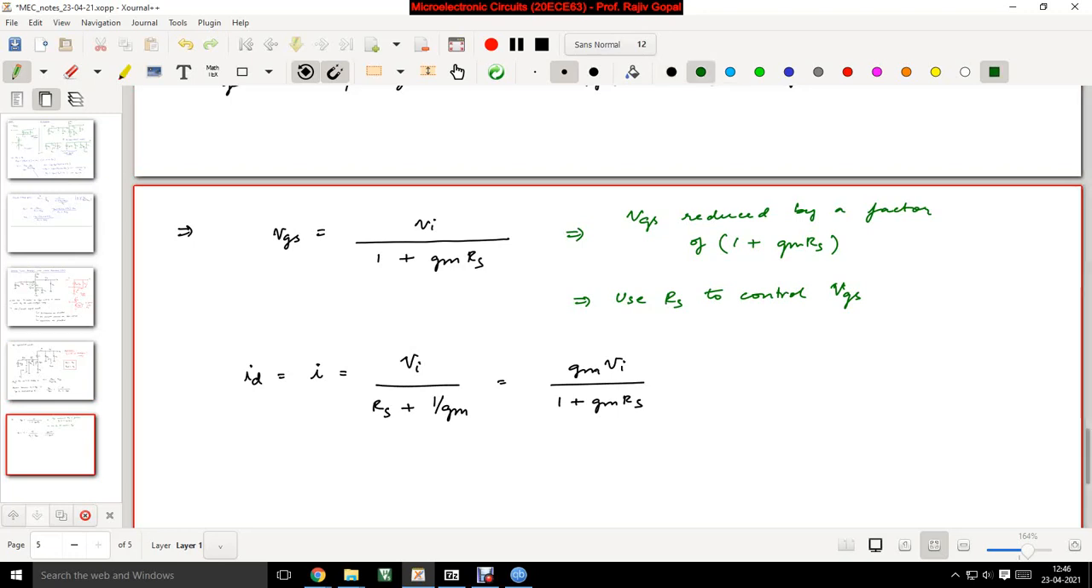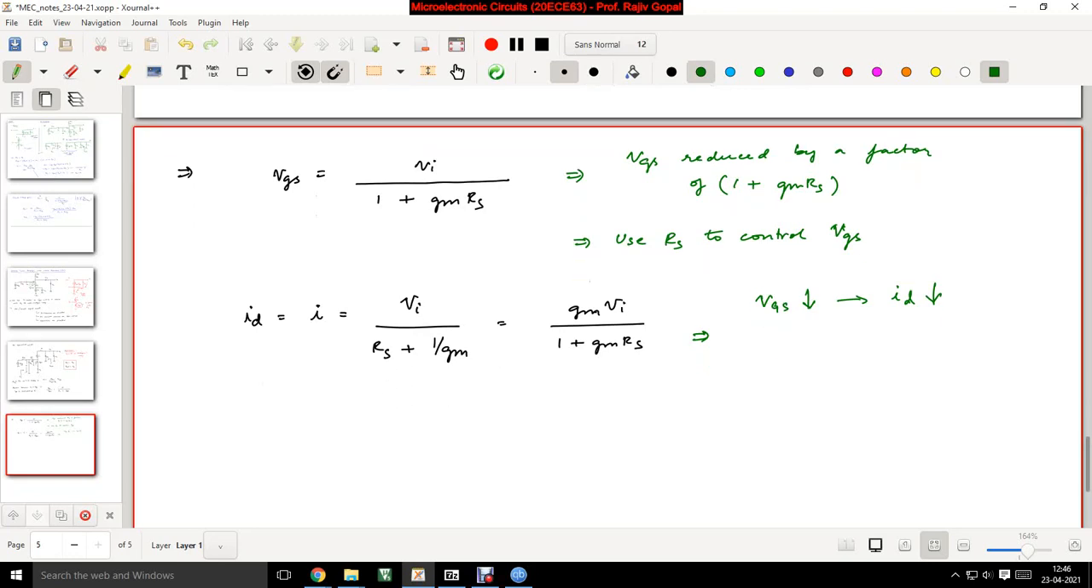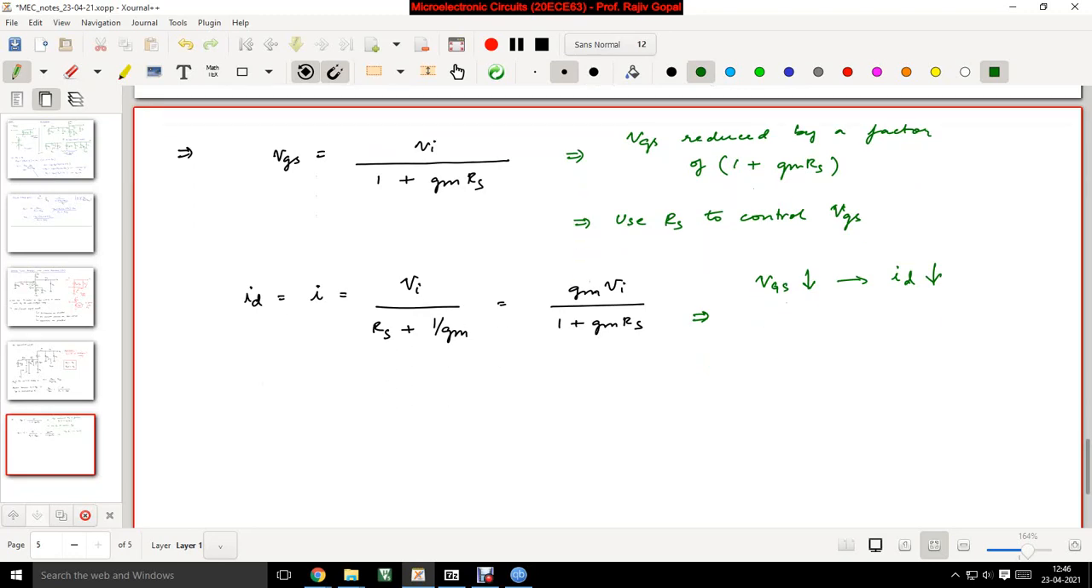So here again, as VGS reduces, we can say that ID also reduces. Here itself we can mathematically prove that ID is reducing as VGS is reducing. So this is the new ID expression, and finally we have to find out what V naught is.